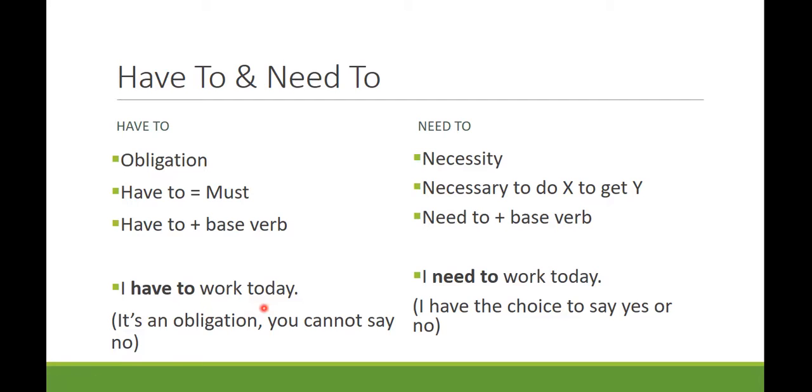Por ejemplo, I have to work, porque sería because I need money. No, pero es que el need lo está usando solo como verbo. No está usando el need to. Okay. So I can tell you, I need to work today because I want to buy a house. O sea, yo necesito trabajar porque quiero comprar mi casa.